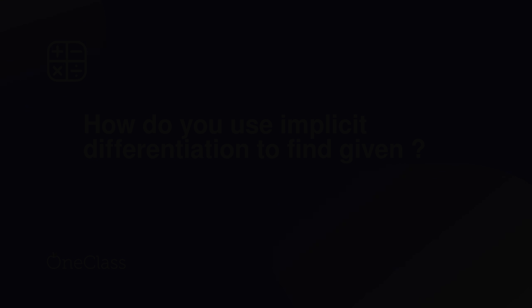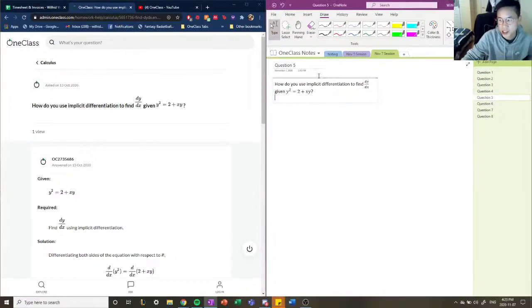Going on to question number 5. So we're going back to implicit differentiation, and this time explicitly asking us to implicitly differentiate. Like I said before, we can explicitly differentiate this function. So let's say, for example, y squared equals 2 plus xy, right? We can explicitly differentiate this, but it's going to look pretty hard, right?